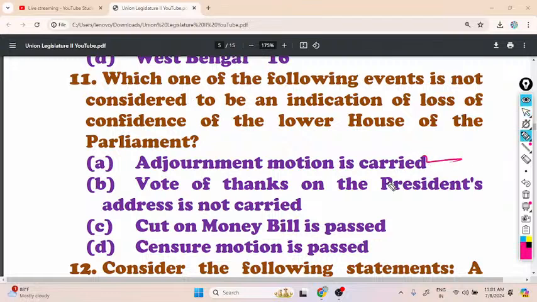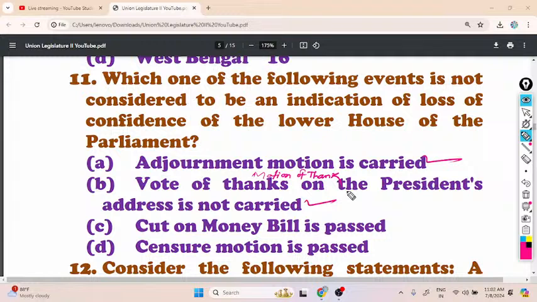Next, the vote of thanks on the President's address is not carried. It is also called the motion of thanks. You must have seen a few days ago, 2, 3, 4 days ago, there was a motion of thanks on the speech delivered by the President of India after the commencement of the Lok Sabha after general elections. There is a provision in the Constitution under Article 87 that the President shall address the Parliament at the commencement of the Lok Sabha after general election and also at the commencement of the first session of a year.